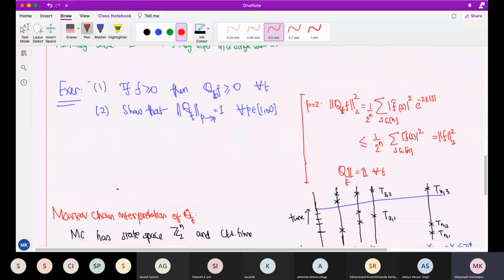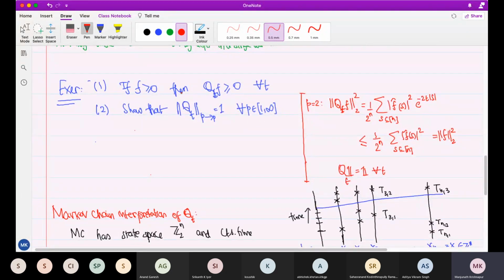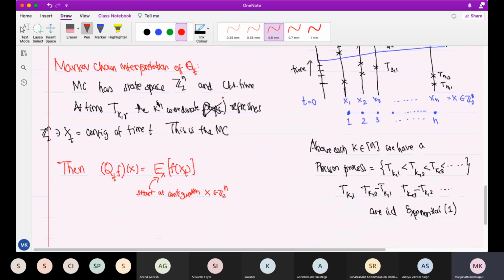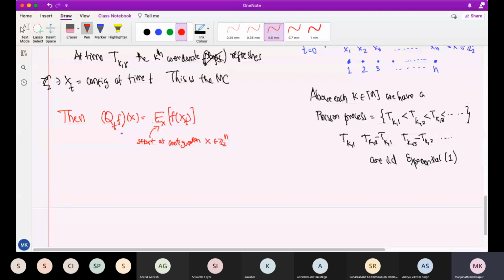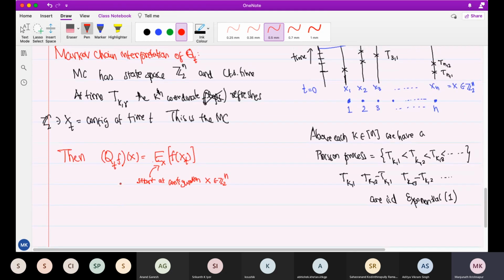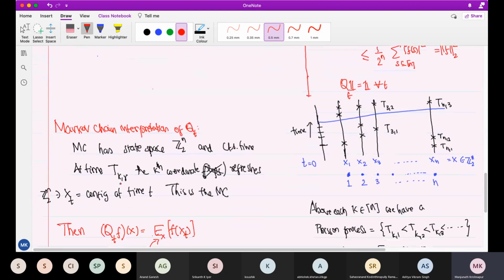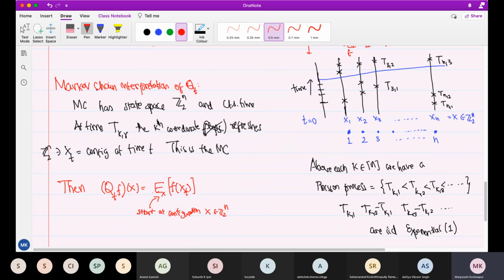For example, look at this question. If f is positive, Q_t f is positive. Is that obvious from here, right? From the Fourier definition, it's not clear. From the Markov chain interpretation, this is clear because if f is a non-negative function, its expectation will also be non-negative. So Q_t f of x will be non-negative. So some things are clear from the Markov chain interpretation.